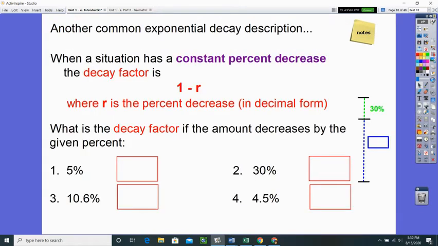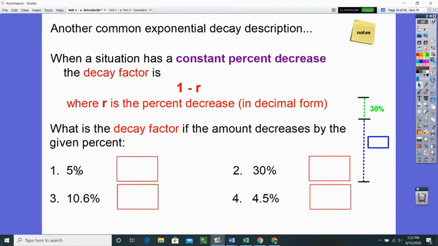So I just want to remind you that, when a situation has a constant percent of decrease, the decay factor is going to be the population minus the rate. So if they give you the rate of drop, how much it decreased, so it went down 30%, it went down 5%, then the way you find that decay factor is to take the 100% of the population minus the percent, or in decimal form, 1 minus whatever the decimal is.